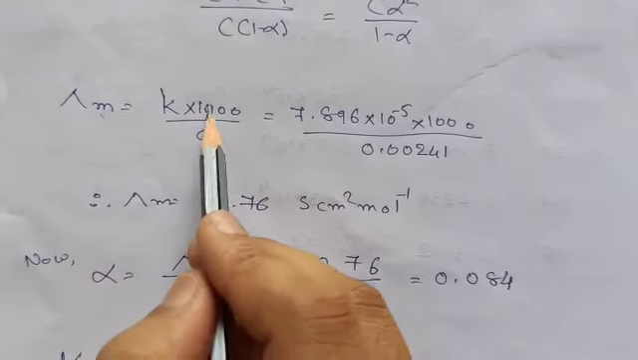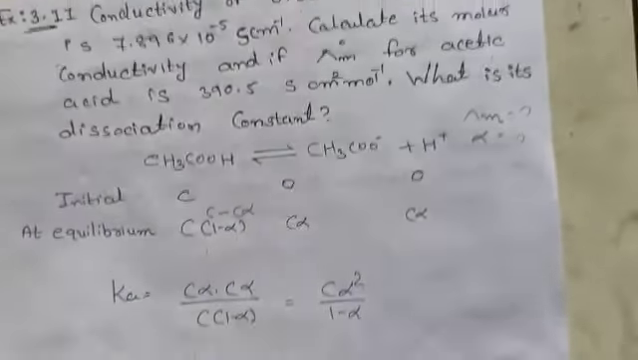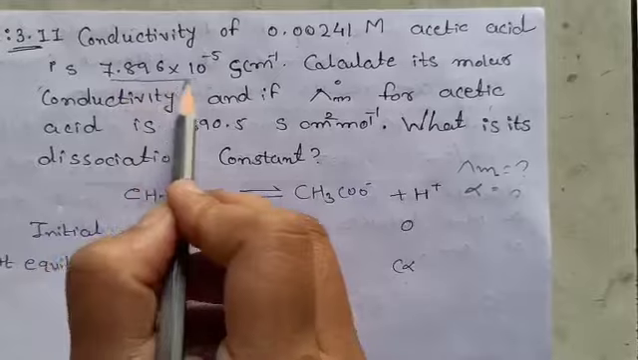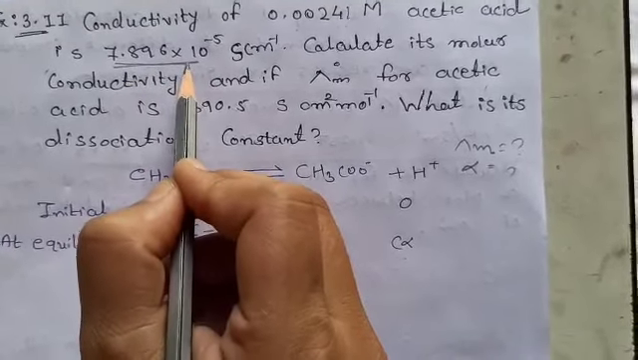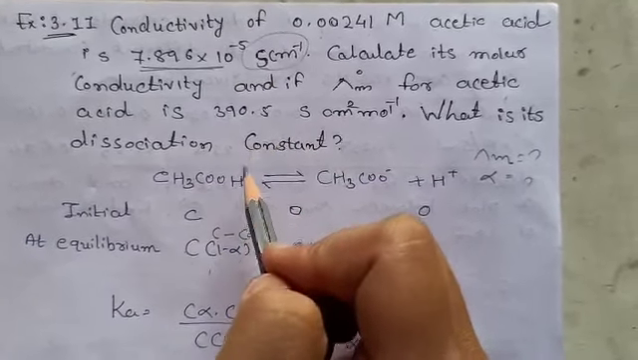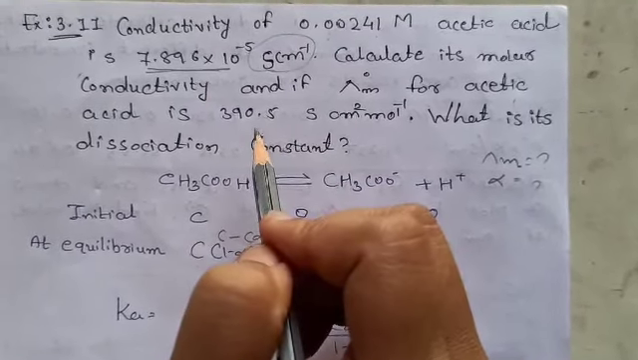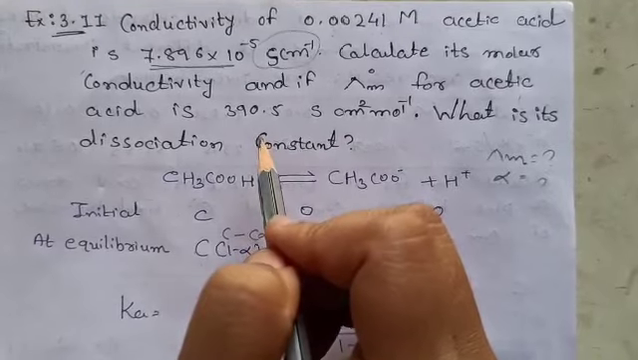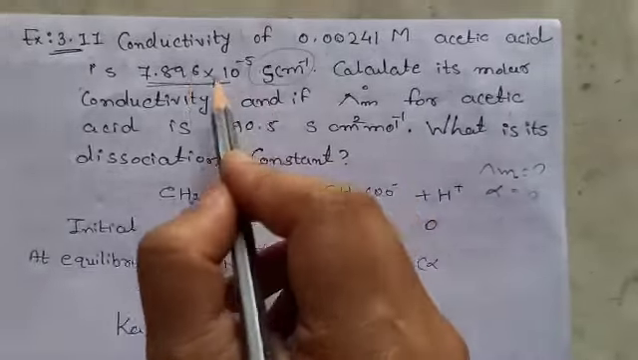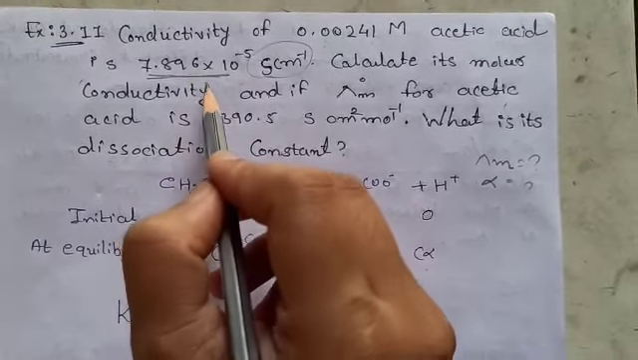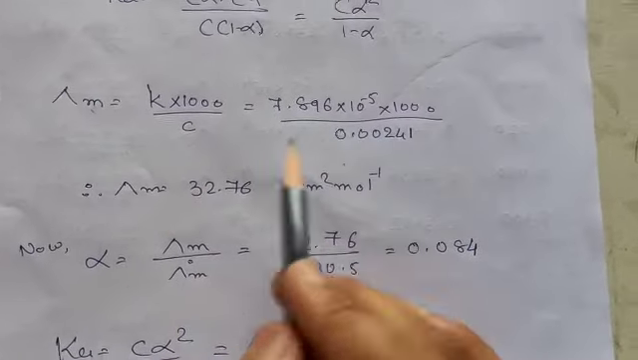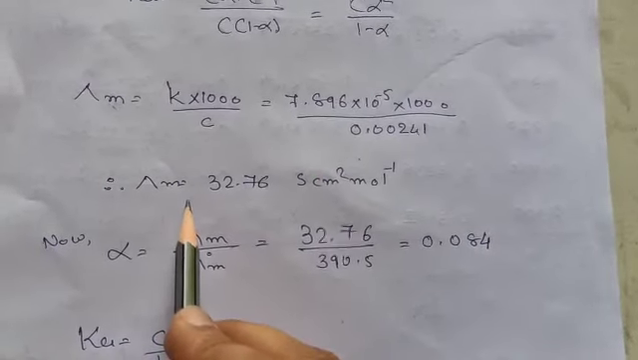Now first of all we have to find the molar conductivity. Its formula is conductivity into 1000 by C. In this equation the conductivity is given. It is our conductivity. If you didn't understand, look at the unit. From the unit you can easily conclude which is the conductivity and which is the concentration. This is the unit of conductivity, so you can say that this is the conductivity, and this is the concentration.